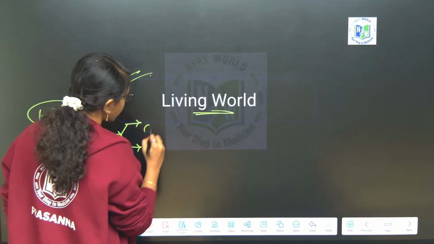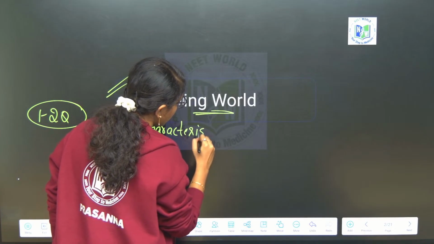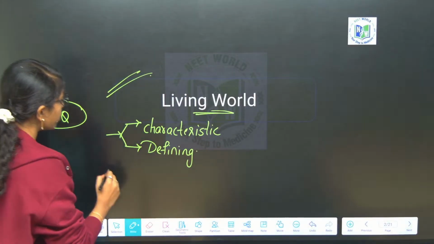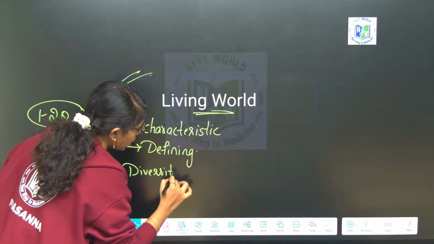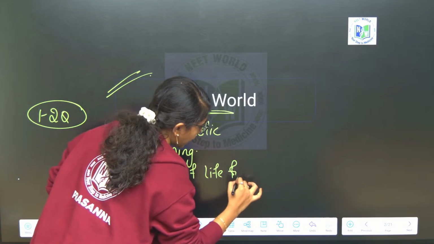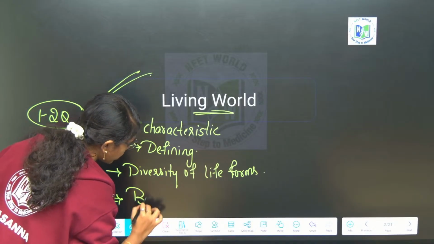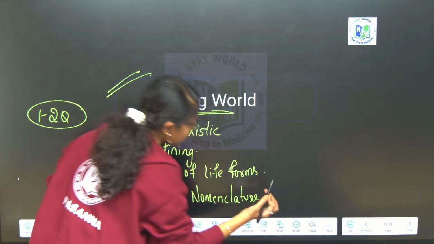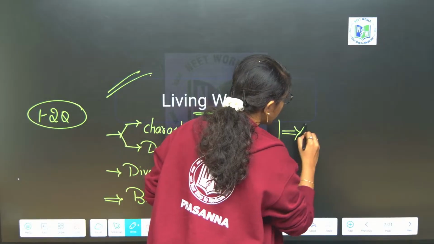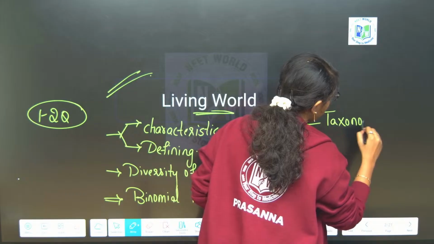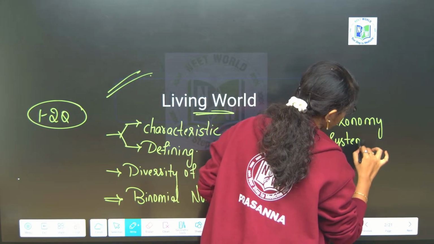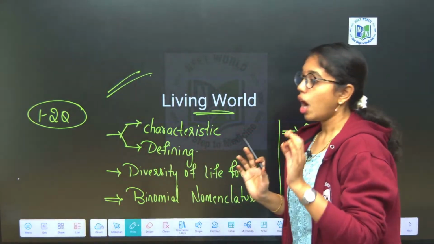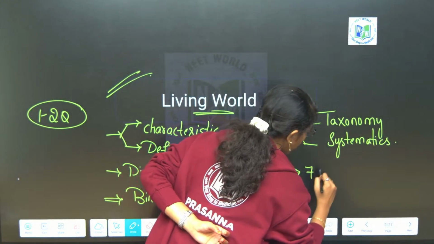We have to focus on characteristic and defining features of living, and then look into the diversity of life forms, and then binomial nomenclature given by Linnaeus, taxonomy and systematics, and then all the 7 obligate categories of taxonomy or 7 taxons.